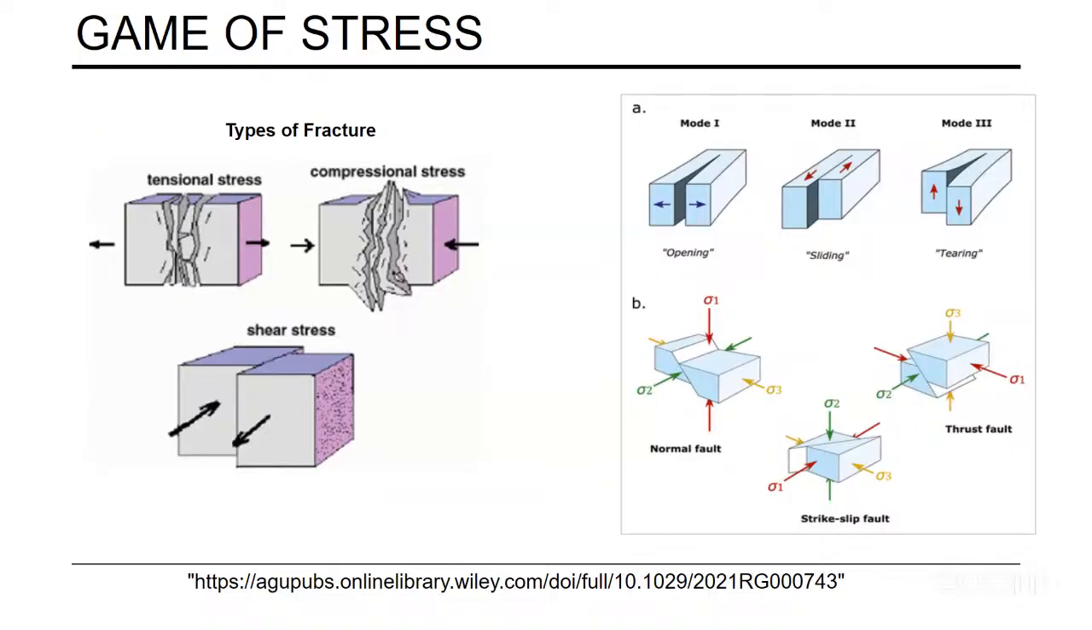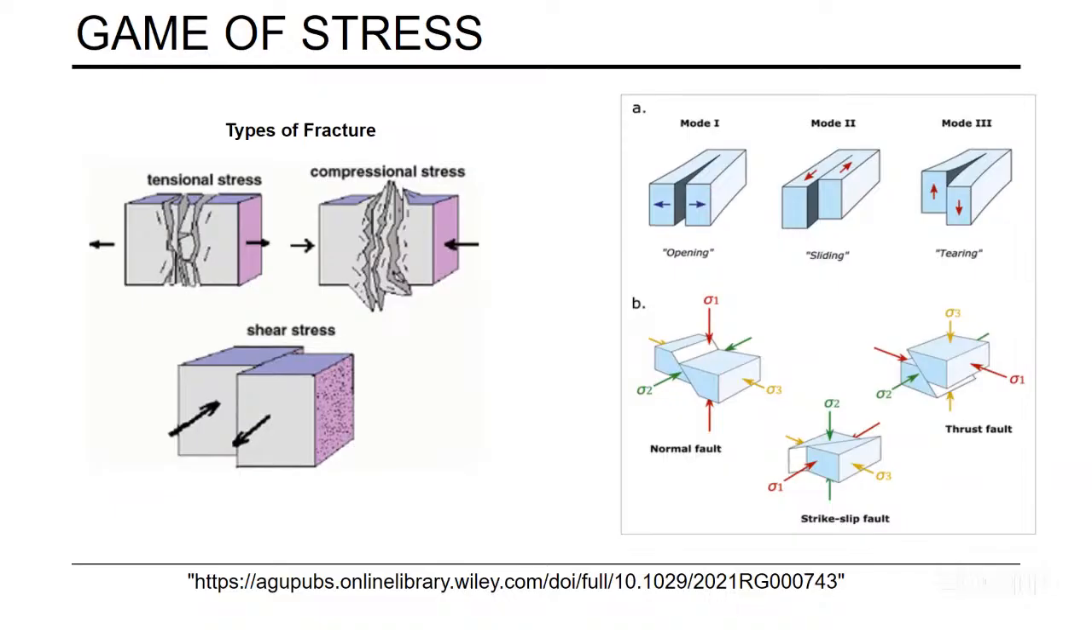And these are the primary reasons for the stresses which are formed on the Earth's surface, and this leads to the generation of faults. So over here, if you look at the left picture, it shows you tensional stress, compressional stress, and shear stress.